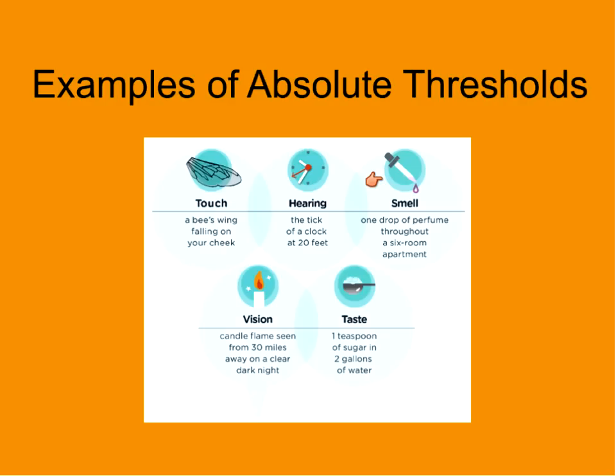For smell, it's perfume. In a 6-room apartment, 1 drop of perfume. Vision, on a clear night, a candle 30 miles away. The taste one makes a lot of sense to me. 1 teaspoon of sugar in 2 gallons of water. So what we're saying is if you had less than a teaspoon of sugar, you would not be able to reliably detect that water is a little bit sweet tasting, okay?